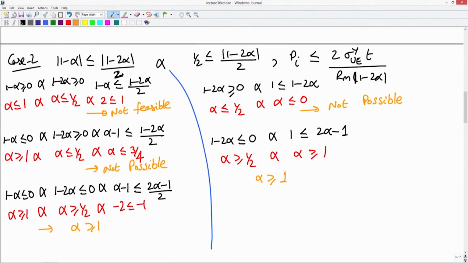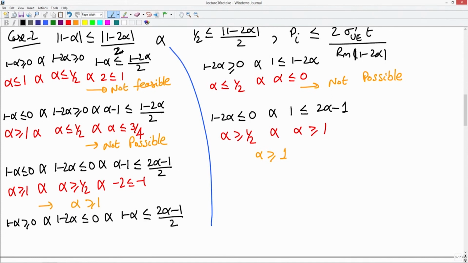Okay. The final case that we have to consider is 1 minus alpha is greater than or equal to 0 and 1 minus 2 alpha is less than or equal to 0. Since 1 minus alpha is greater than 0, it will be 1 minus alpha should be lesser than 1 minus 2 alpha is less than 0, the positive value will be 2 alpha minus 1 by 2. Okay. Now, for this case you will find that alpha must be less than or equal to 1 and alpha must be greater than or equal to half, and alpha must be greater than or equal to 3 by 4. So, here alpha must be lesser than 1 and greater than 3 by 4, which means alpha can lie between 3 by 4 less than or equal to alpha less than or equal to 1.